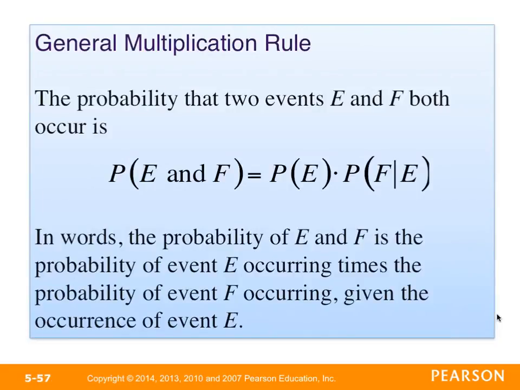Okay, so we have this nice general multiplication rule here. Basically, the probability that two events E and F both occur can be found by taking the probability of E and multiplying by the probability of F given E. In other words, the probability of E and F is found by taking the probability of event E occurring times the probability of event F occurring, given that event E has definitely happened.